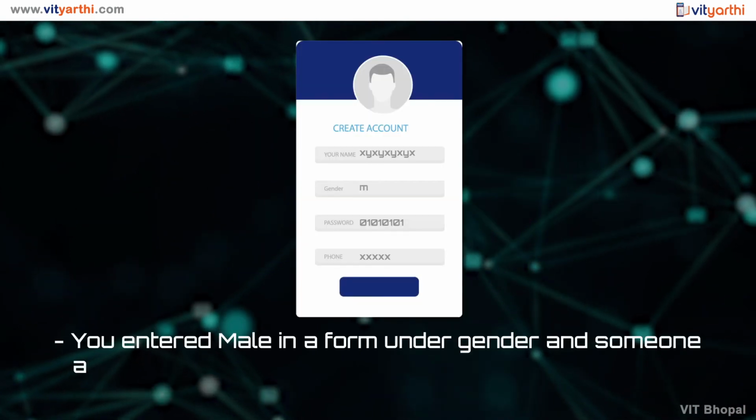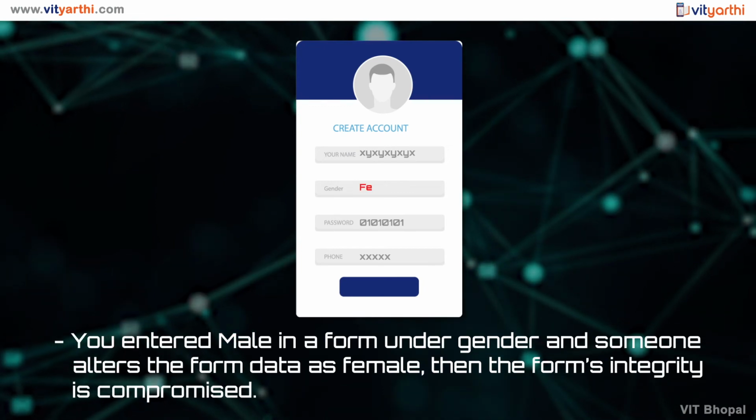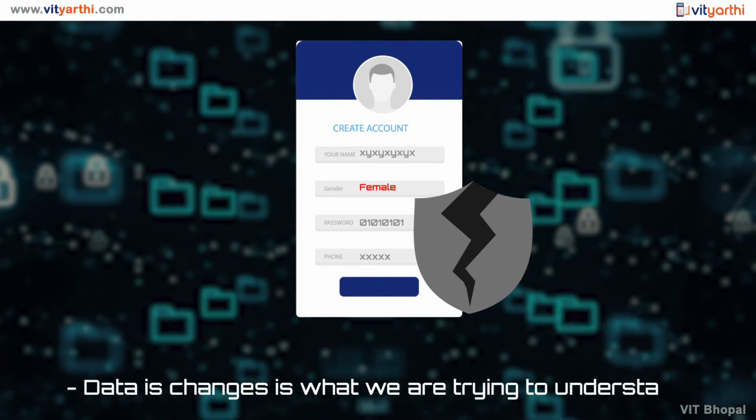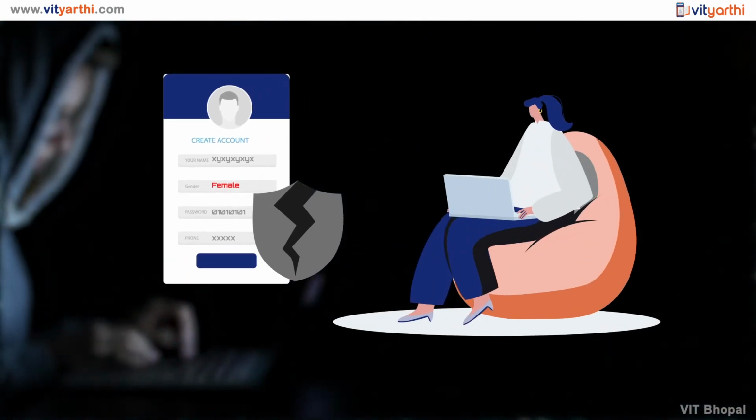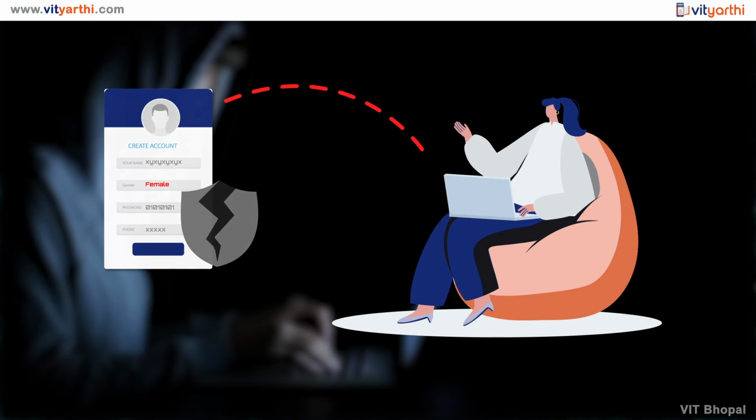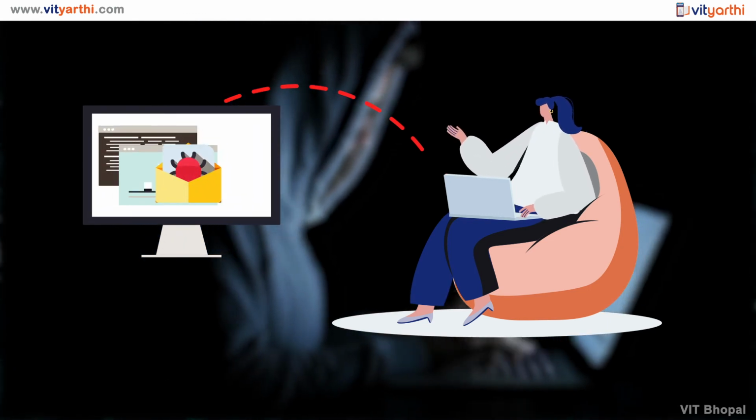Let's say you entered male in a form under gender and someone alters the form's data as female. Then the form's integrity is compromised. Data is changed is what we are trying to understand. A hacker might change information to make an organization lose money. Many computer viruses and worms are designed with the explicit purpose of corrupting data.